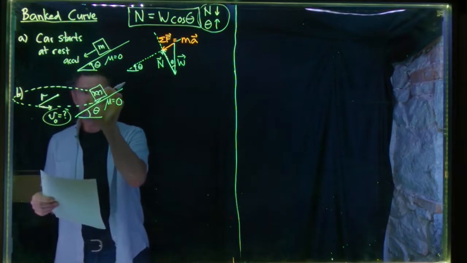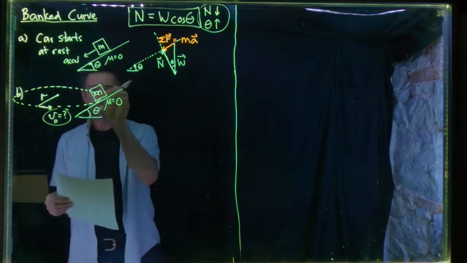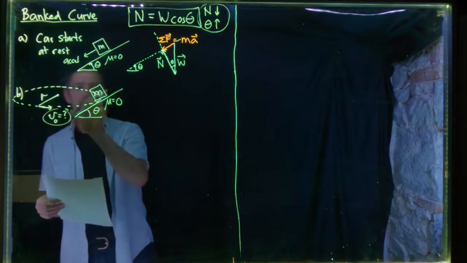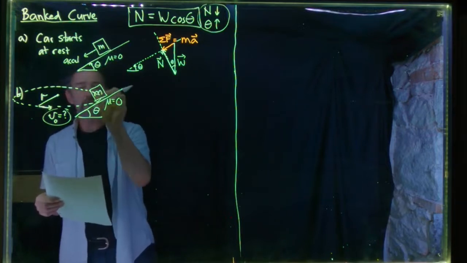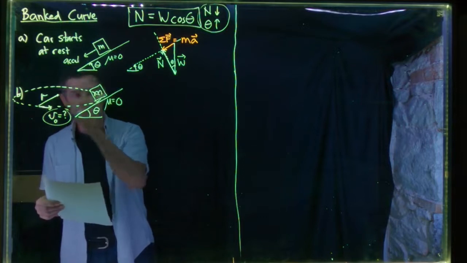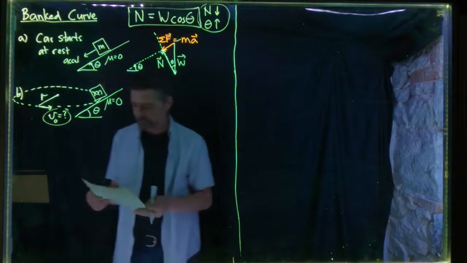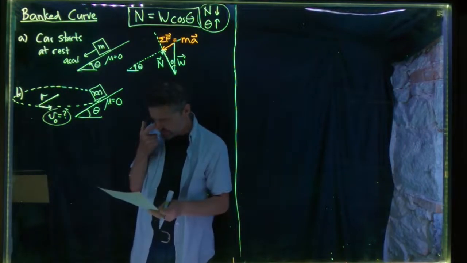Too fast, it will accelerate up as it's going around. Too slow, it will accelerate down. Like here, when it's at rest, it'll just accelerate down. If we start going around and around and it's too slow, it'll still accelerate down as it goes around. If it's too fast, it will start accelerating up as it goes around. What's that critical speed? Not too fast, not too slow.